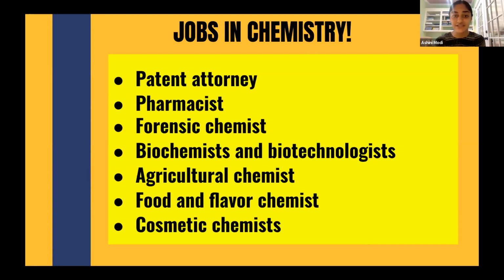You can be a forensic chemist, meaning that you can study fingerprints and you can study DNA left at crime scenes. You can be a biochemist and biotechnologist who are making medicines and therapies and technologies to help us with medicine. You can also be an agricultural chemist, which is someone that creates pesticides and makes sure that pesticides are safe for consuming as well. You could be a food and flavor chemist, which is testing the flavors of foods, making sure that food is safe, and you would possibly work for the Food and Drug Administration. And you can also be a cosmetic chemist, someone that makes makeup products and skincare products.